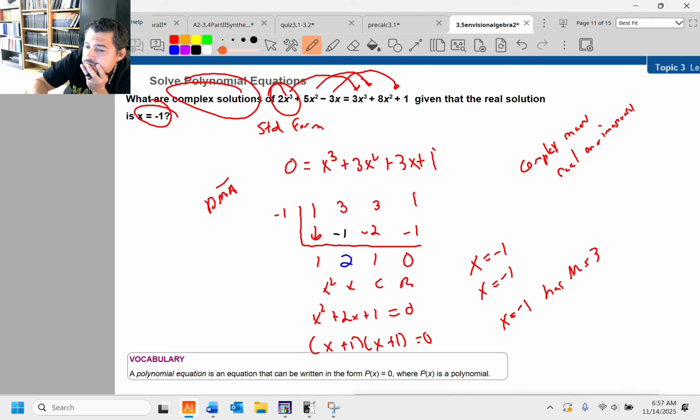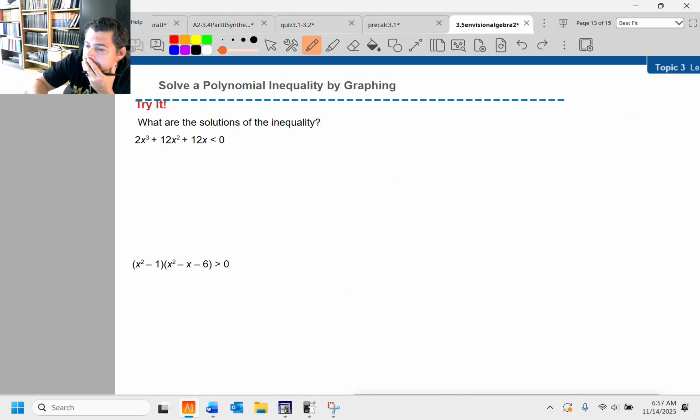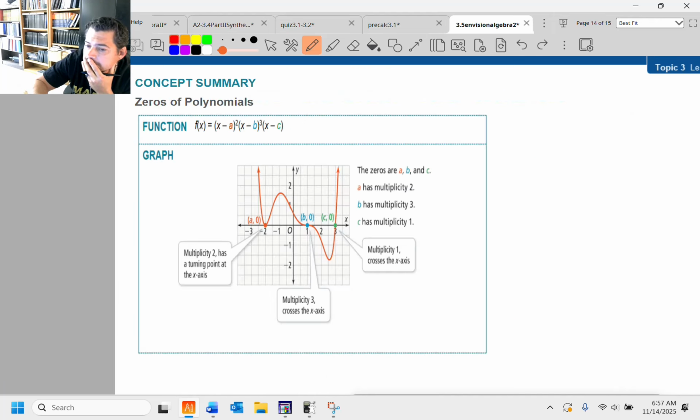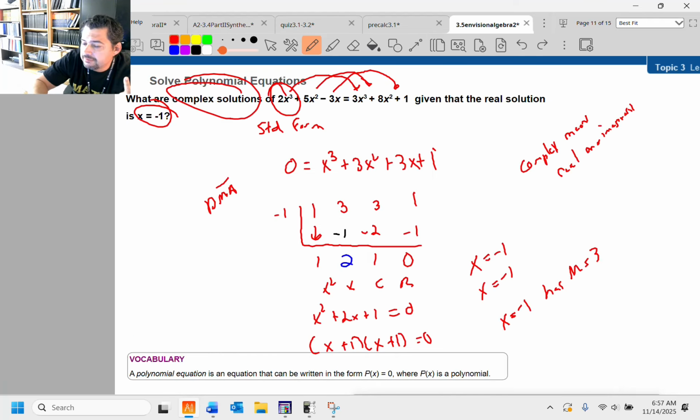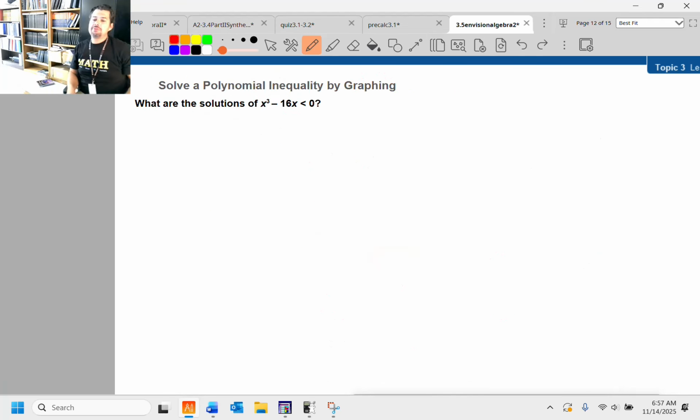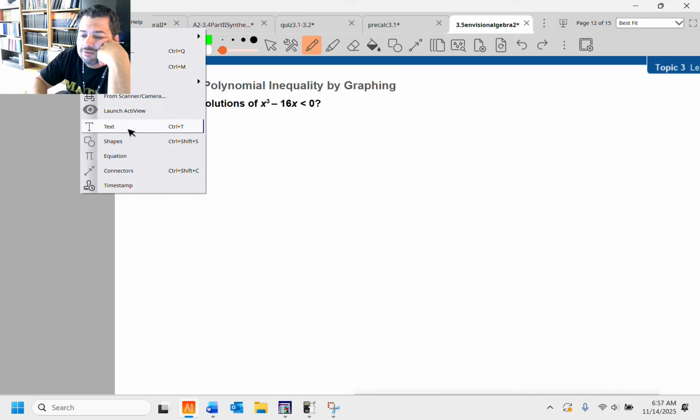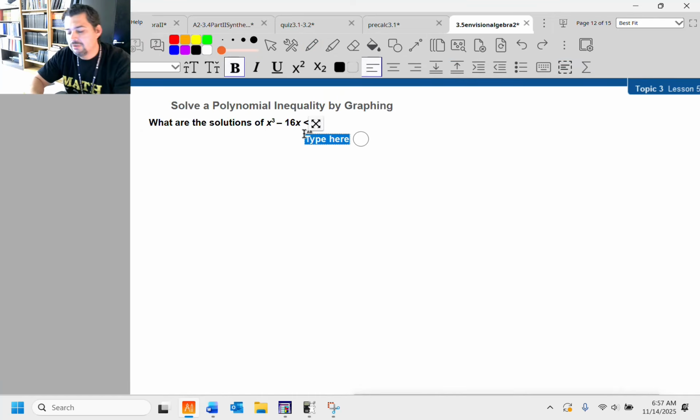All right, what else we got left here? Oh, inequalities. Those are always wonderful. They're not hard. I'm not asking you to do this by hand. I'm asking you to solve an inequality by graphing. So really all you got to know is what it means to be less than 0. Being less than 0 means below the x-axis. So let's just take a look at this function.